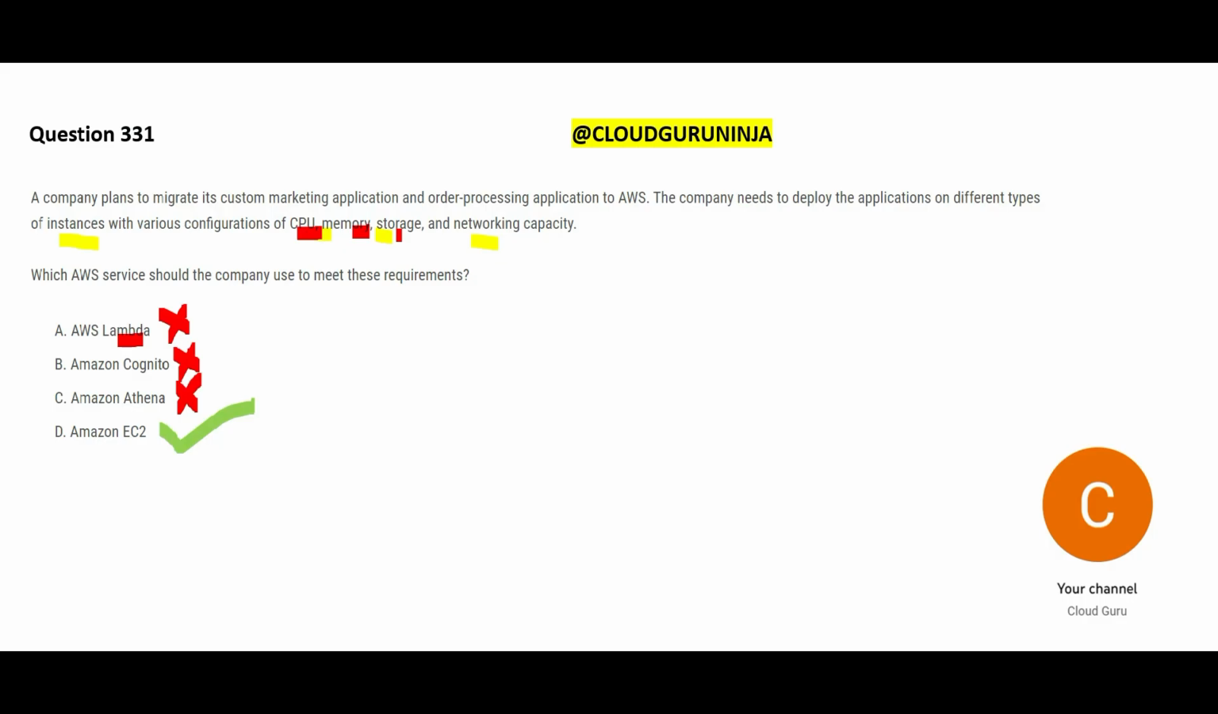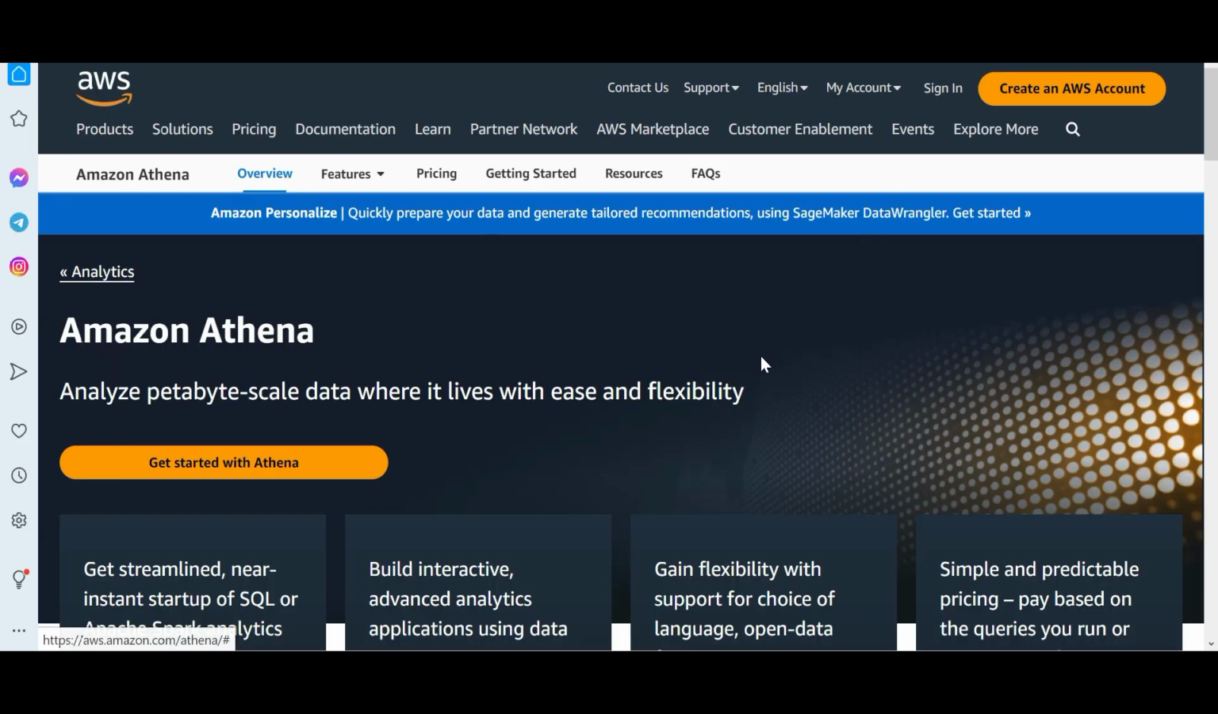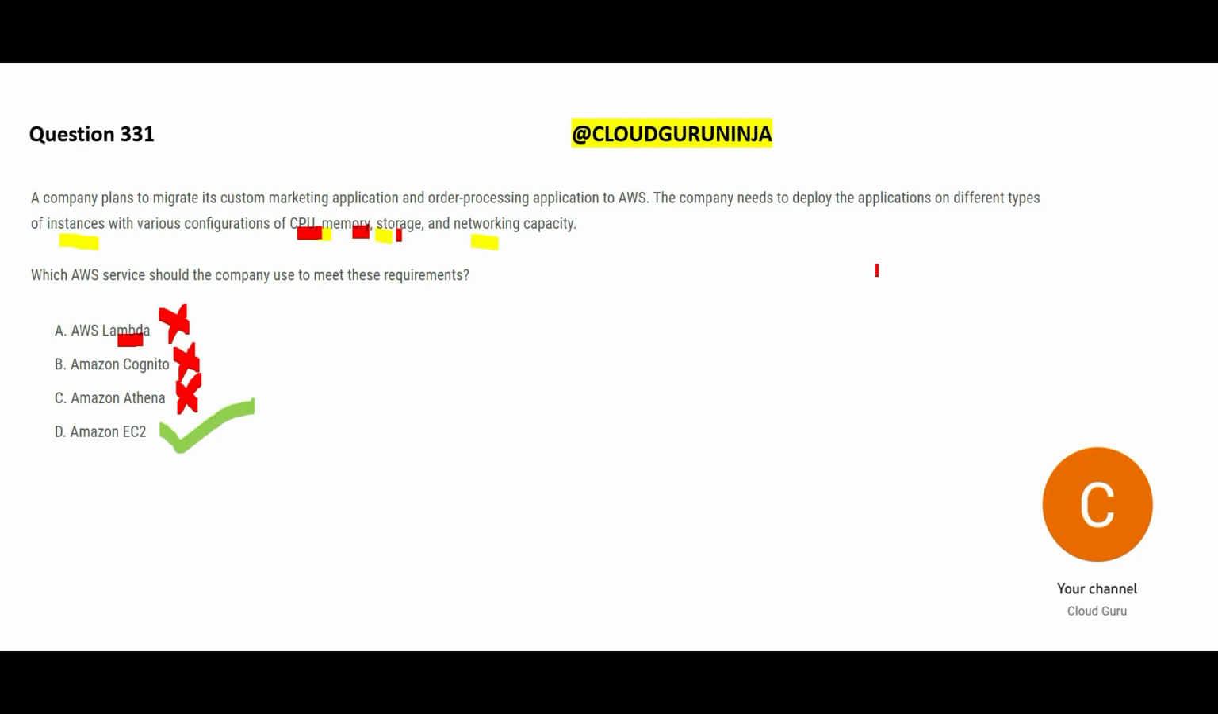So Athena. Now Athena, see, one day one gentleman came and told, "Hey boss, I want to run queries against lots and lots of data. What should I do?" So we suggested, boss, use Athena and also use QuickSight along with Athena. If you just want to fire queries, use Athena. If you want to also create visualization, go for QuickSight. Athena is a querying solution.